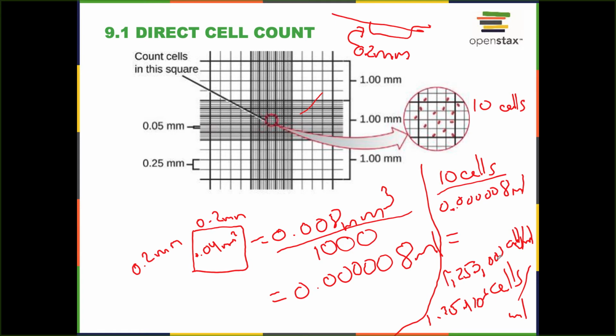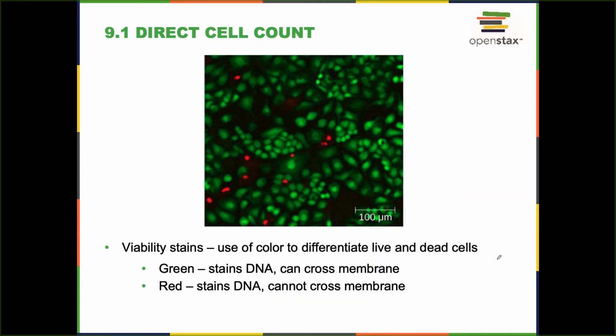figure it out. All right, sometimes when we are doing this, we just talked about this idea of how dead cells can kind of affect this, right? You can actually make this a little bit better by doing what's called a viability stain, right? You can use color to differentiate live and dead cells, right? And this combination of colors will do one of two things, right? So we have two stains.